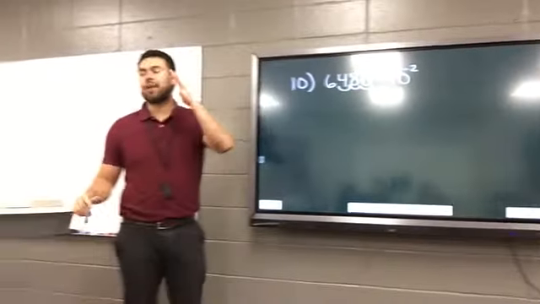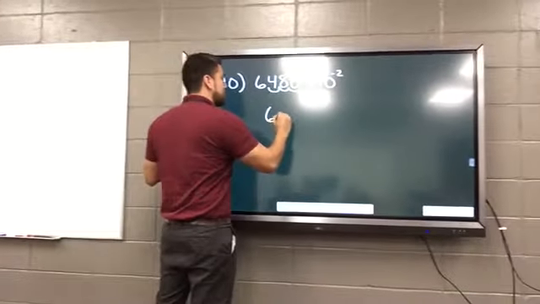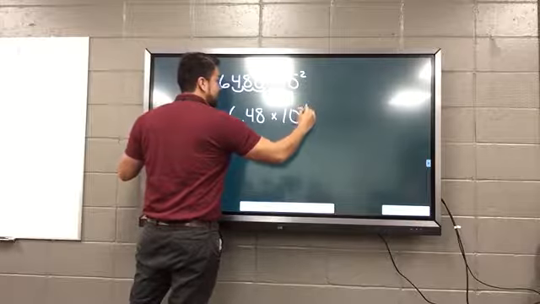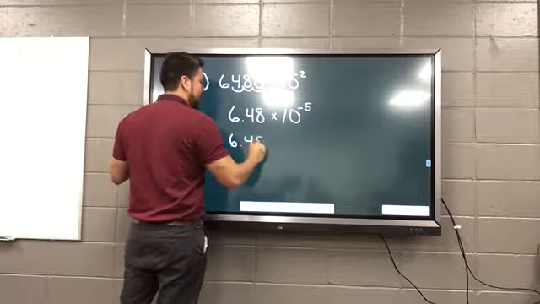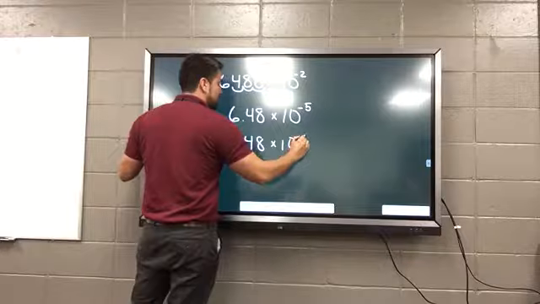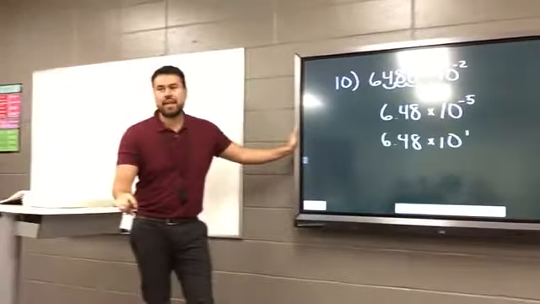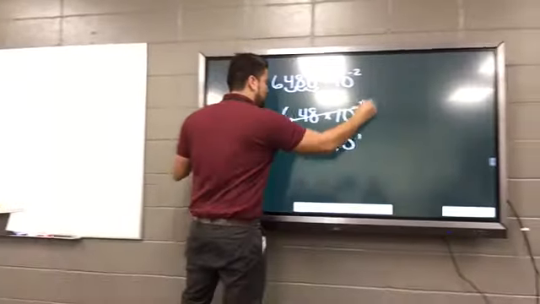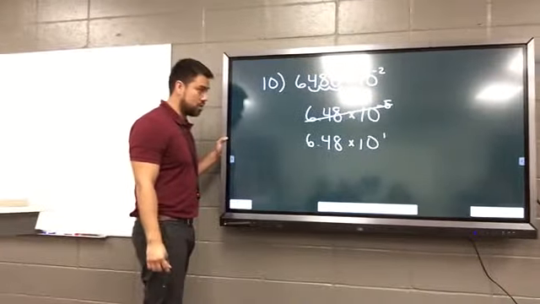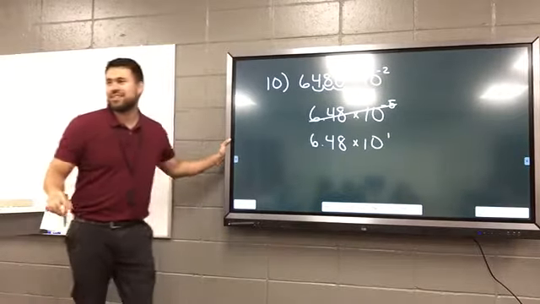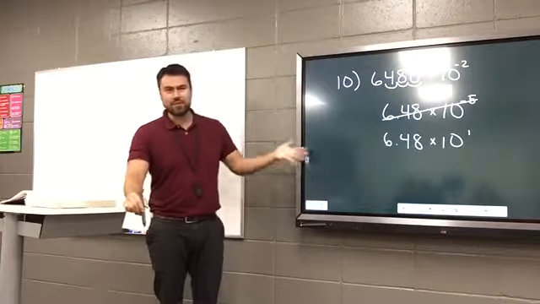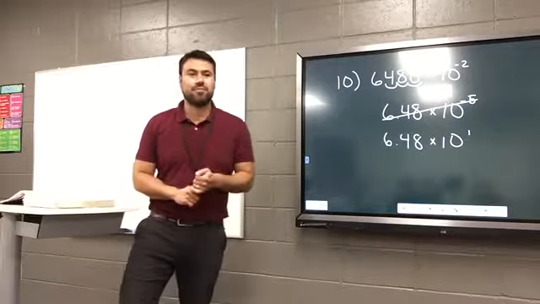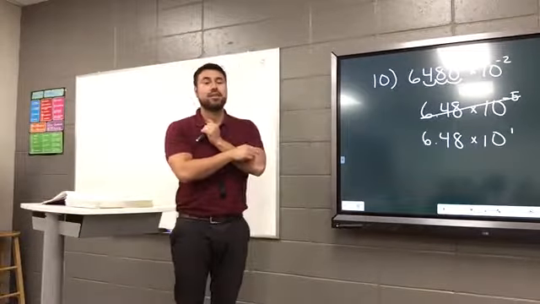Okay, and then this is where people get confused. You're either going to get 6.480 times 10 to the negative 5th, or you're going to get 6.48 times 10 to the 1st. Which one is it? It can't be both. It is 6.48 times 10 to the 1st, but why? Yep, Brian? Because 648 or 6,480 is a big number.